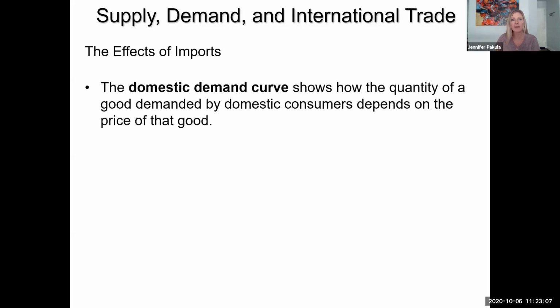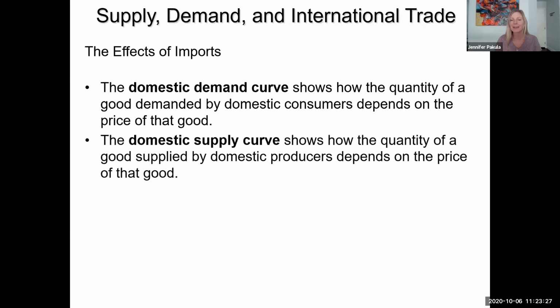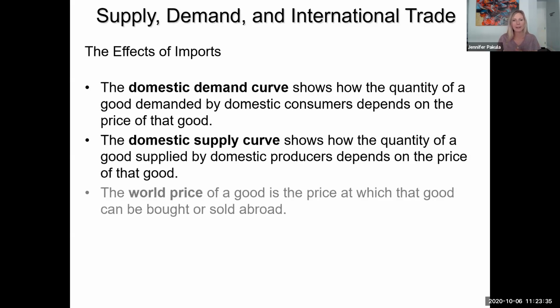Starting off, we want to be thinking about the effect of imports on the economy. So first we're going to have our domestic demand curve. Domestic demand is simply referring to the relationship between the quantity of the good demanded and price for the domestic consumers. We will also have the domestic supply curve, again, only looking at domestic producers, and we'll see that relationship between quantity supplied and price.